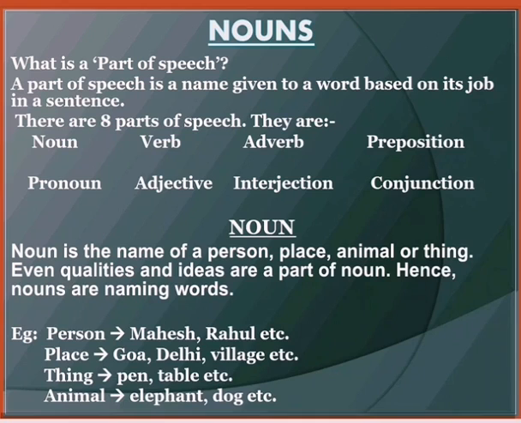Now let us see the examples to understand it better. For a person, the noun could be their names like Mahesh, Rahul, Ram, Ramesh, any name of a person. For a place, it could be Goa, Delhi, Mumbai. These are names of places. Now for a thing, it could be a pen, a table, a chair, the things around us that we observe. For animals, it could be elephant, dog, tiger, cat, anything. All these names that we call out are called nouns.